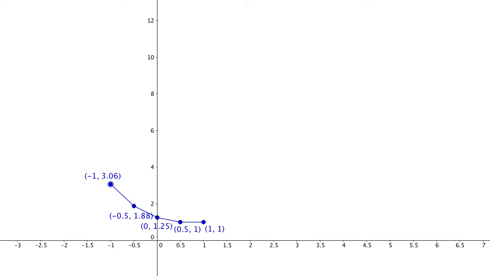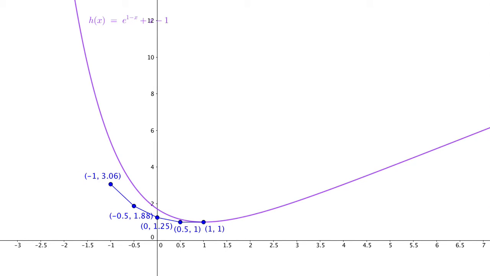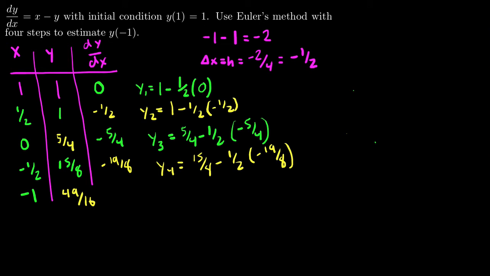And if I look at the graph, the actual solution looks like this, and you can see, okay, it's pretty good. It shows the trend. We are off a little bit because this is concave up, so the tangent lines are going to fall below the curve, but that's the process, and so the approximation I get here is y of -1 is approximately 49/16.